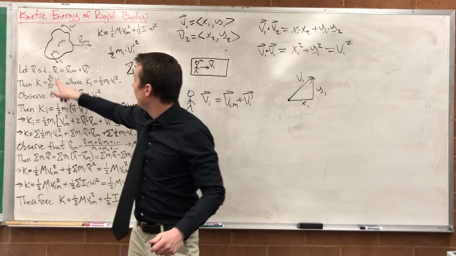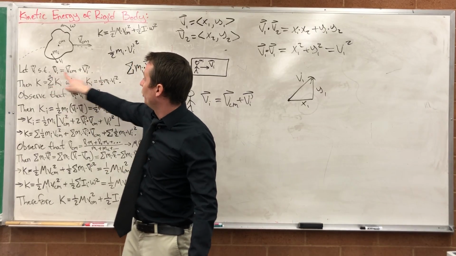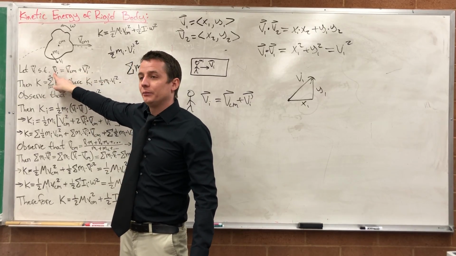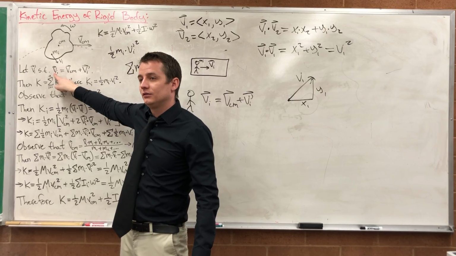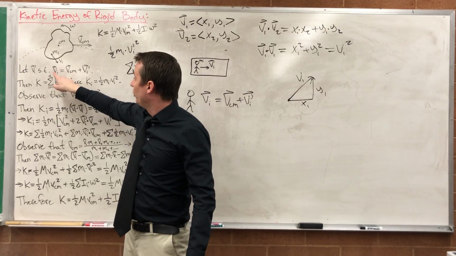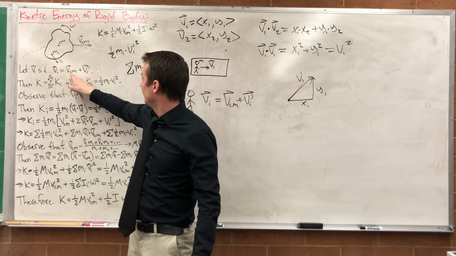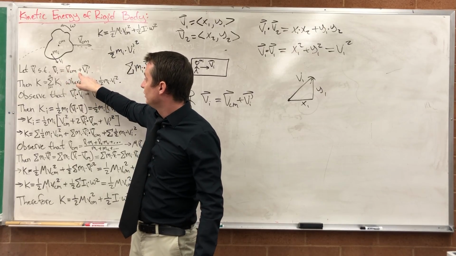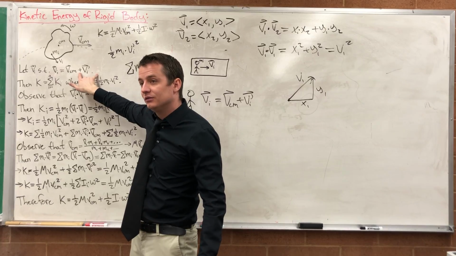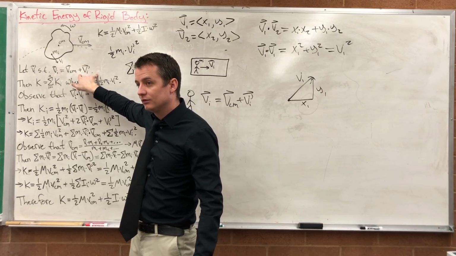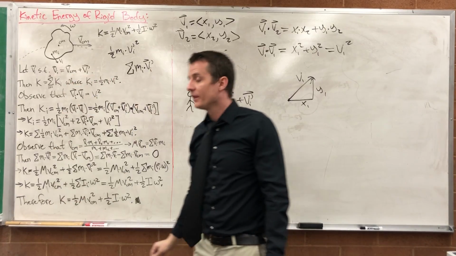So when I sum up all these v sub i primes, I get the velocity of the center of mass, right? So the velocity of the center of mass is equal to the velocity of the center of mass, plus that other term, which has to be 0 when we sum them all up. Oh, I see it. That makes sense.